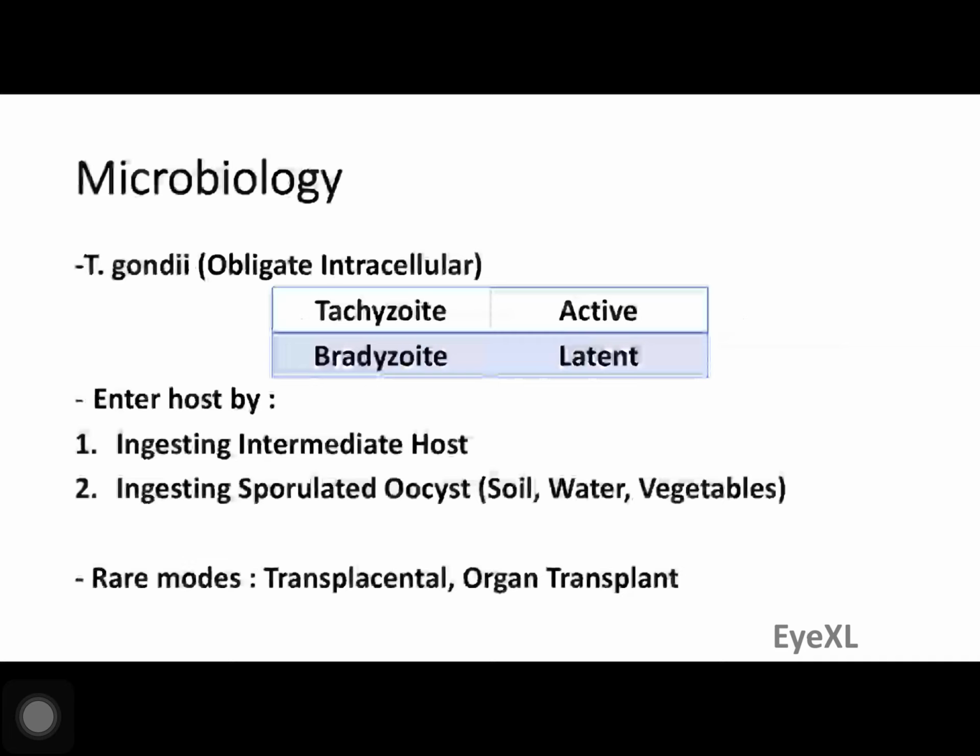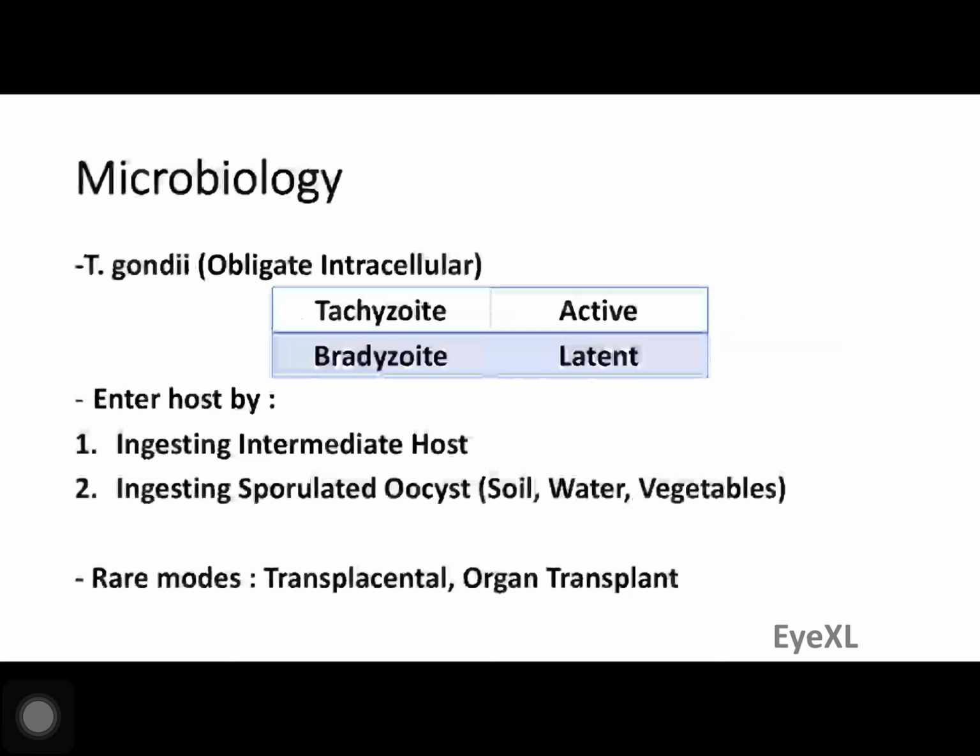So how does this happen? Either through uncooked meat, which may happen in case of animal consumption, a cat consuming some other intermediate host, or in case of humans, it is more likely to be ingesting a sporulated oocyst. So what is a sporulated oocyst? It is basically one of the forms of Toxoplasma gondii, which is found in soil, in water, or vegetables. So as you can see, it's very easy for the parasite to enter the human body.